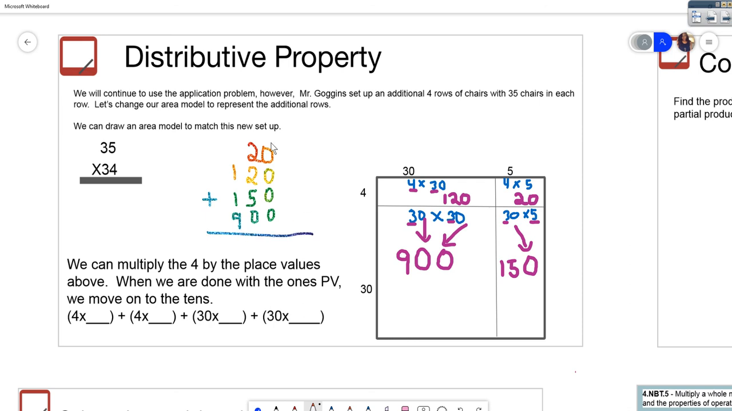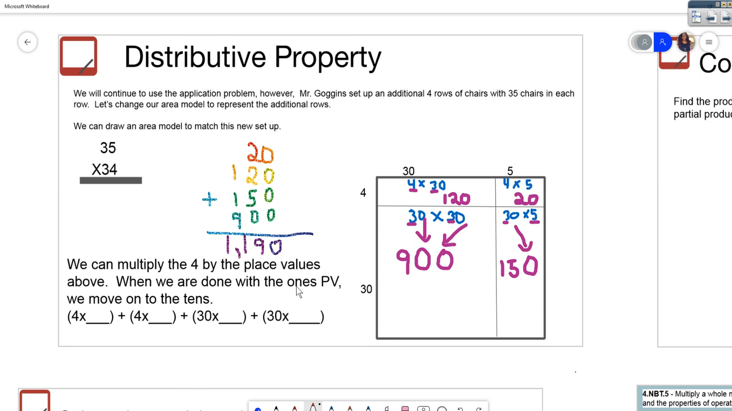We're going to add our totals at the bottom. 0 plus 0 plus 0 plus 0 is 0. Next, we have 2 tens plus 2 tens plus 5 more tens. So 5 plus 2, 7. And 7 plus 2, 9. Now let's add our hundreds together. 900 plus 100 is 10 hundreds or 1,000. Plus 1 more is 11. So the answer is 1,190.